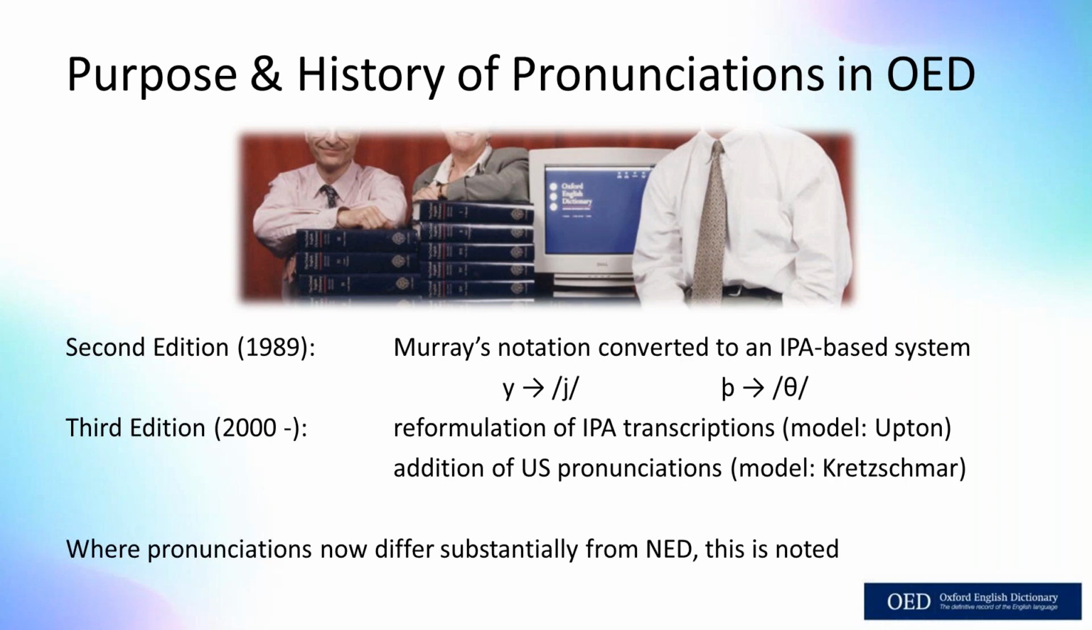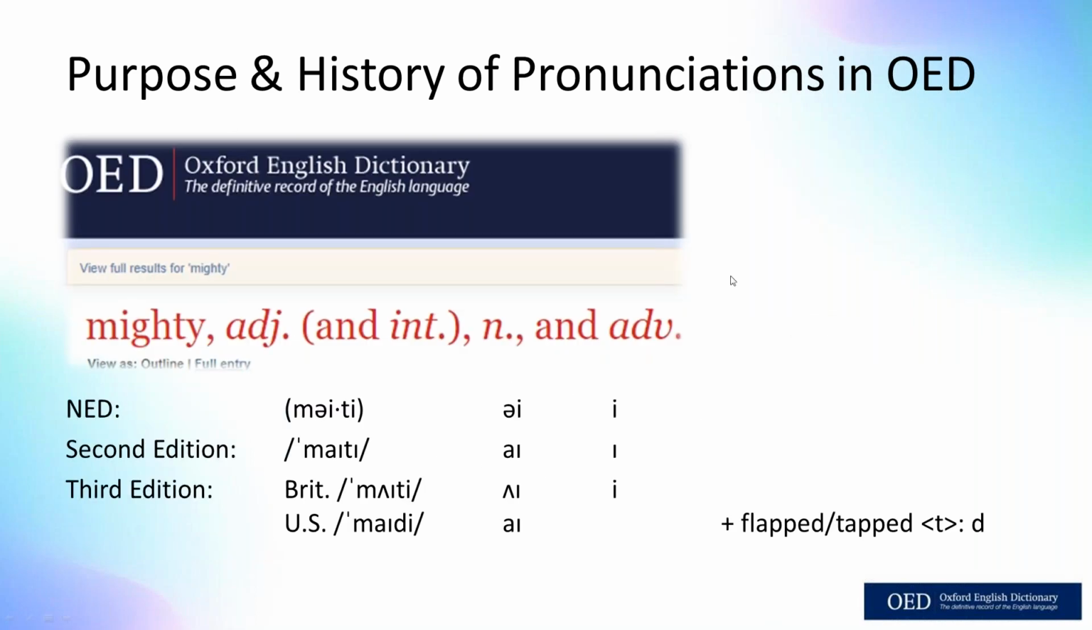So if a new pronunciation has completely taken over, and the pronunciation that NED gave has fallen away, then there are some editorial comments. So on the next couple of slides, I've got some examples showing you the evolution of the pronunciations from NED to the present day. So here is mighty. NED transcribed it as you see there with the brackets, and you can see that the diphthong I is transcribed with those particular symbols, the turned E and the dotted I, and that the vowel at the end is again represented with a dotted I.